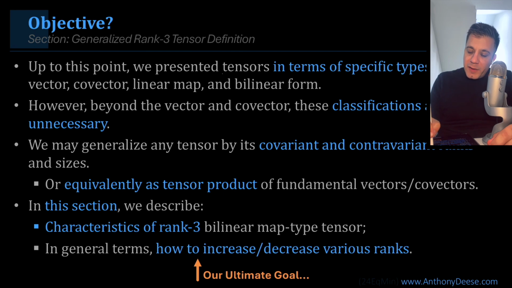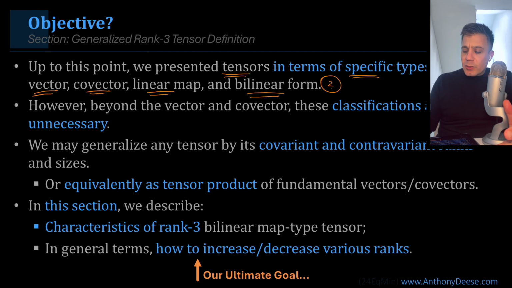Up to this point, we've presented tensors in terms of specific types, like a primal vector, a dual covector, a linear map, a bilinear form, although we only talked about this one very briefly. Beyond the primal vector and the dual covector, these classifications are largely unnecessary and don't have a really concrete meaning. We know that a vector is a representation of a value in some n-dimensional space, and the covector is the most fundamental mapping between that vector and another value, which in that case would be a scalar.